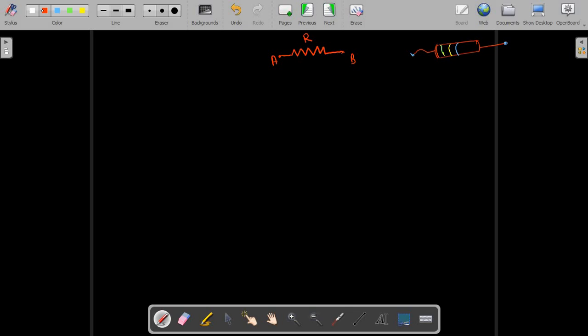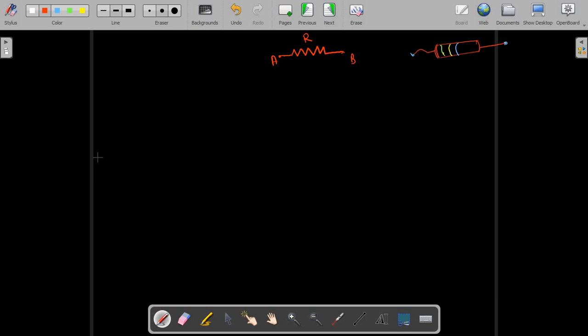Now we talk about resistivity. Resistivity is what? If you have any wire, then it will have some resistance, right? How much resistance this material is providing to the circuit, that is called its resistivity. And that is also constant.